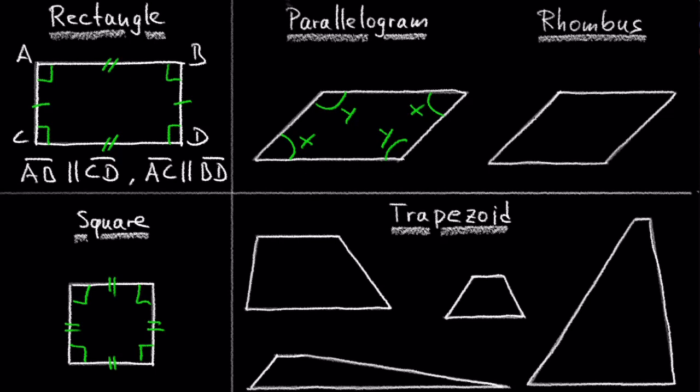These and all other four-sided plane figures have one important property in common. The sum of the measures of the interior angles is 360 degrees. Most of the time we use this fact to find a missing angle measure.